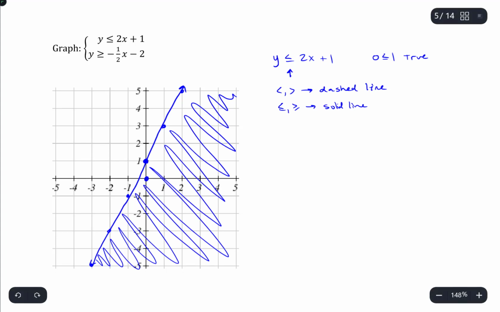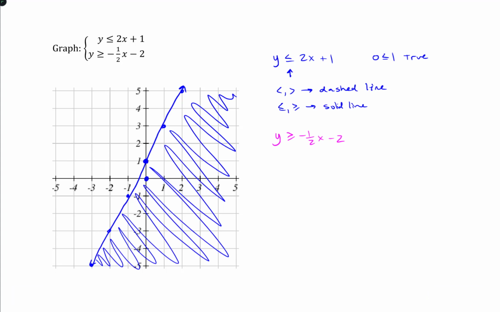Now I go down to the other line. So the other line here, I have y is greater than or equal to negative 1/2 x minus 2. Which has a y-intercept of negative 2 and a slope of negative 1/2. So if I go down 1 over 2, down 1 over 2, there's a couple of points, or up 1, back 2, up 1, back 2, and so forth.